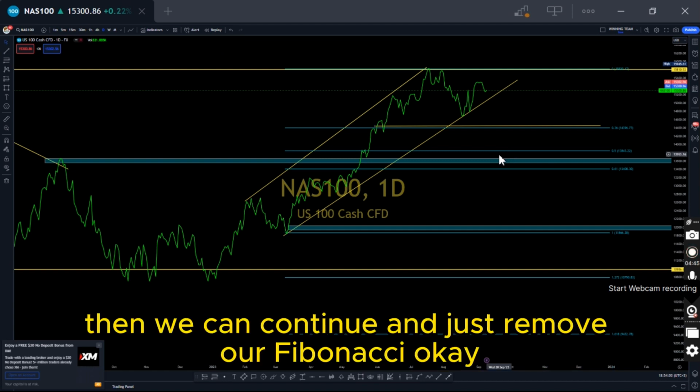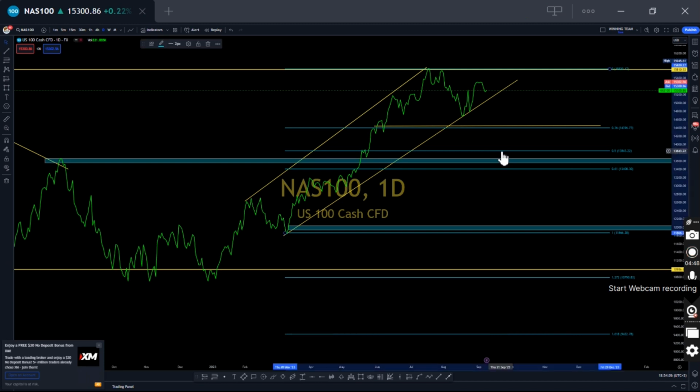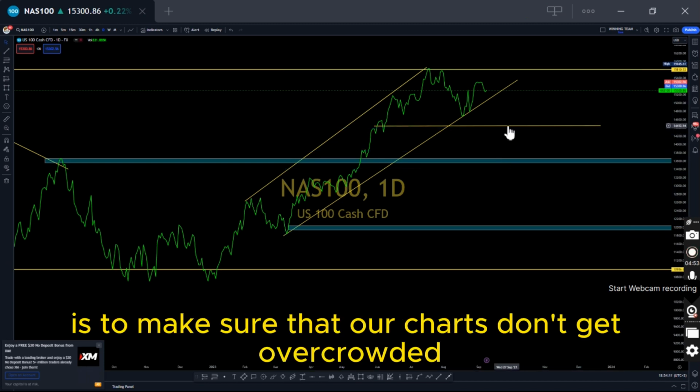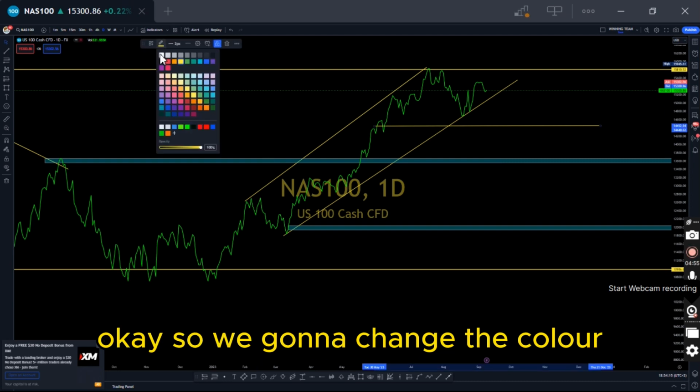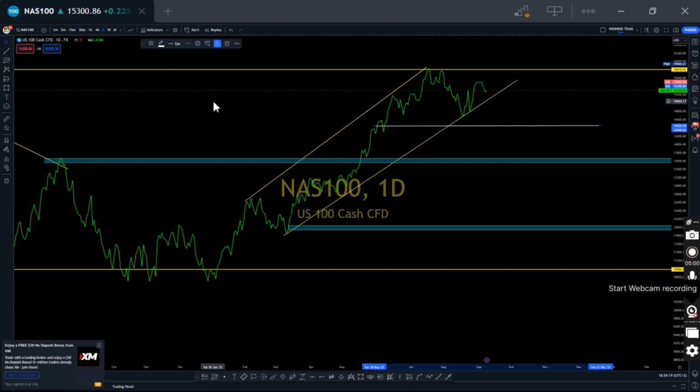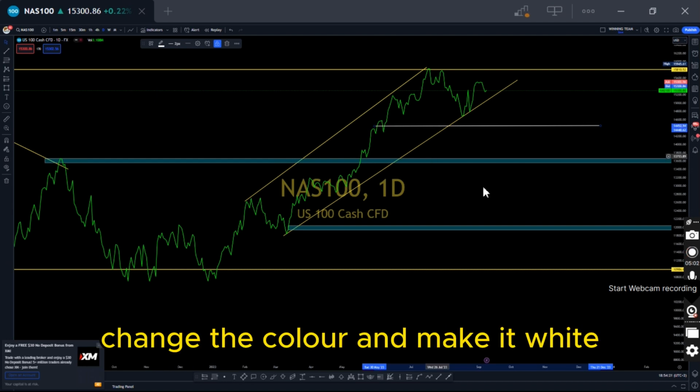Then we can continue and just remove our Fibonacci. Remember, the reason we remove our Fibonacci is to make sure that our charts don't get overcrowded. So we're gonna change the color and make it white.